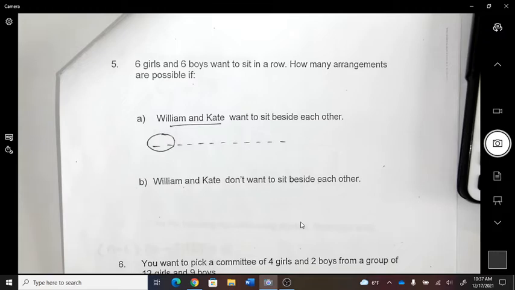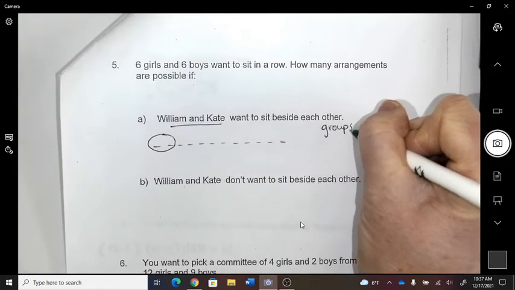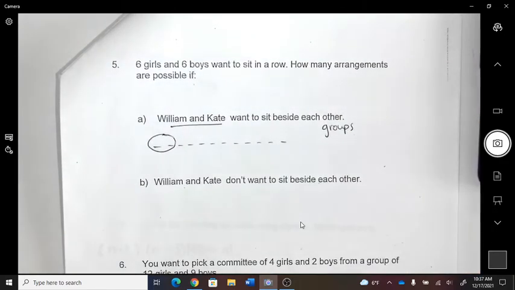Okay, so I had 12 people, and then Will and Kate choose that they have to sit beside each other. So here's my question for you. How many groups are you arranging now?